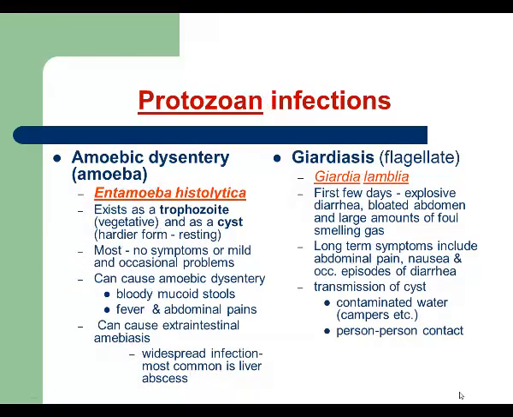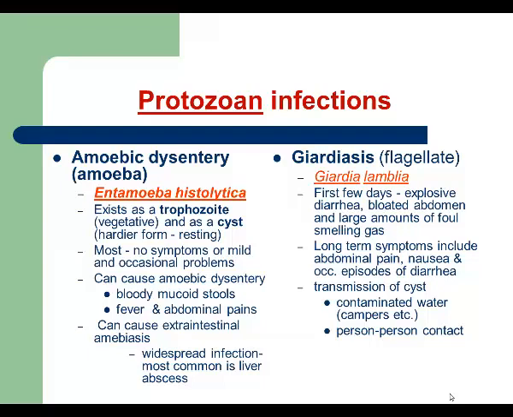Next group, those are protozoan infections. We start with amoebic dysentery caused by Entamoeba histolytica. Entamoeba histolytica is an amoeba. It can exist in two stages, as a vegetative stage, actively growing protozoa, and also it can form cysts, which is the resting stage of this protozoa. The source of infection will be infected individuals and contaminated food, transmitted by the fecal-oral route. Most patients will not develop symptoms or develop just mild symptoms of diarrhea.